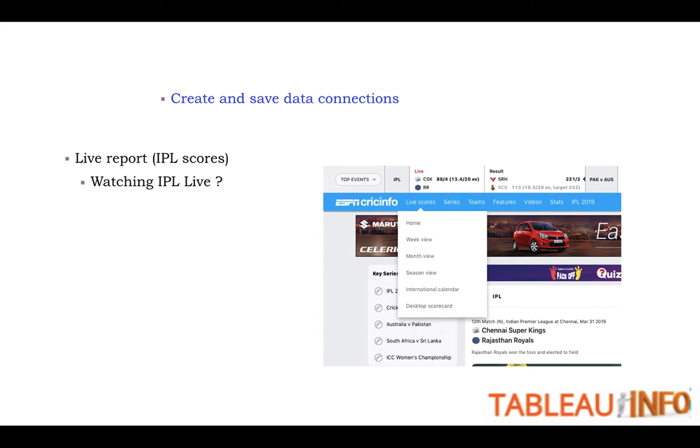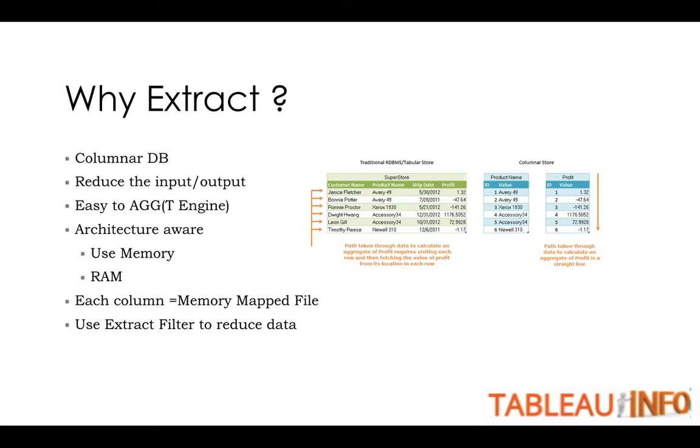But in the cases where lag is allowed, we can think of an extract. We can think of the extract, which is .hyper now, post 10.5. So let's get started. Here you can see why extract.